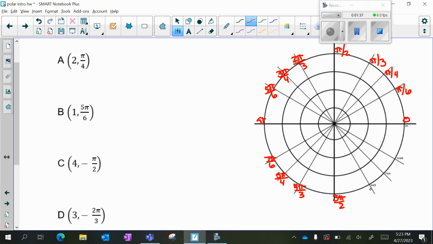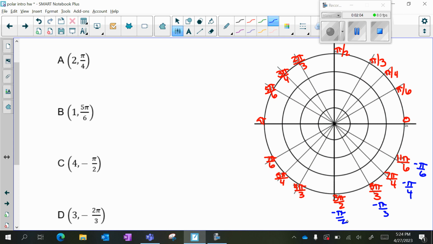These are all positive angles. However, remember that there are negative angles. I am rotating in a counterclockwise direction, which is why it's positive. But if I went in the clockwise direction, this would be negative pi over 6, negative pi over 4, negative pi over 3, negative pi over 2, and so on. I'm not going to label them all, but if you wanted to, you could.